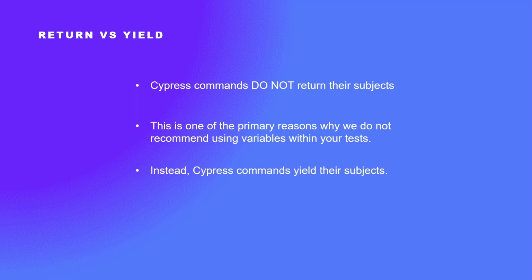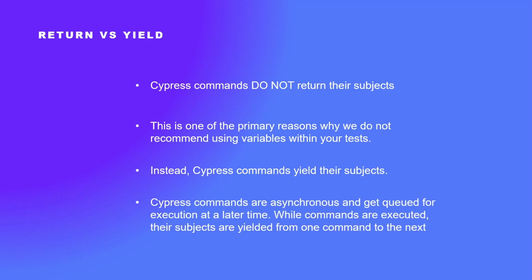Instead, Cypress commands yield their subjects. So we can interact with this yielded subject on our web page using the then promise. I will explain this .then and .catch in the later part of this video. Next, Cypress commands are asynchronous and get queued for execution at a later time. While commands are executed, their subjects are yielded from one command to the next.